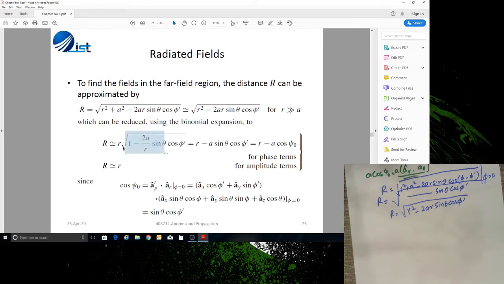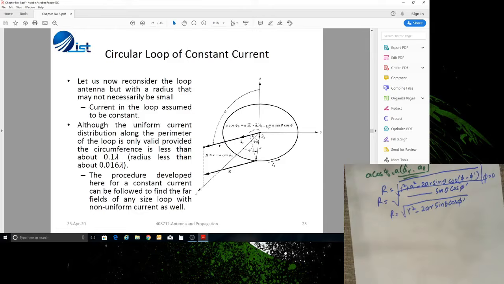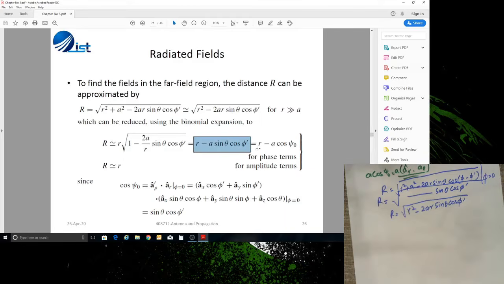Now this whole expression is nothing else but 1 minus 2a over r sin theta cos phi raised to power 1 by 2. So just apply binomial expansion, it will come out to be this. We have ignored the higher order terms, so we are just considering the first two terms in this case. And since in this whole expression what you have as a sin theta cos phi, we have called it a cos of psi naught, which we have also seen graphically here. So this is the approximation of capital R in terms of r, a and psi naught.